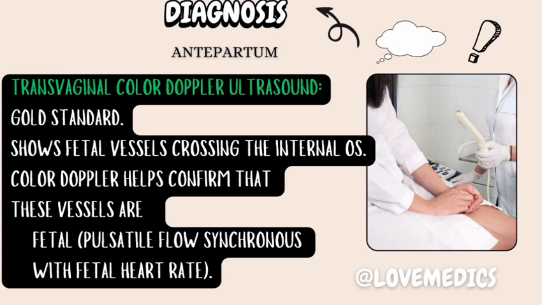Antepartum diagnosis. The transvaginal color Doppler ultrasound is the gold standard for vasa previa. It shows the fetal vessels crossing the internal os. The color Doppler helps to confirm that these vessels are fetal. How? The pulsatile flow is synchronous with the fetal heart rate. The fetal heart rate and the blood flow in the fetal vessels are in sync.